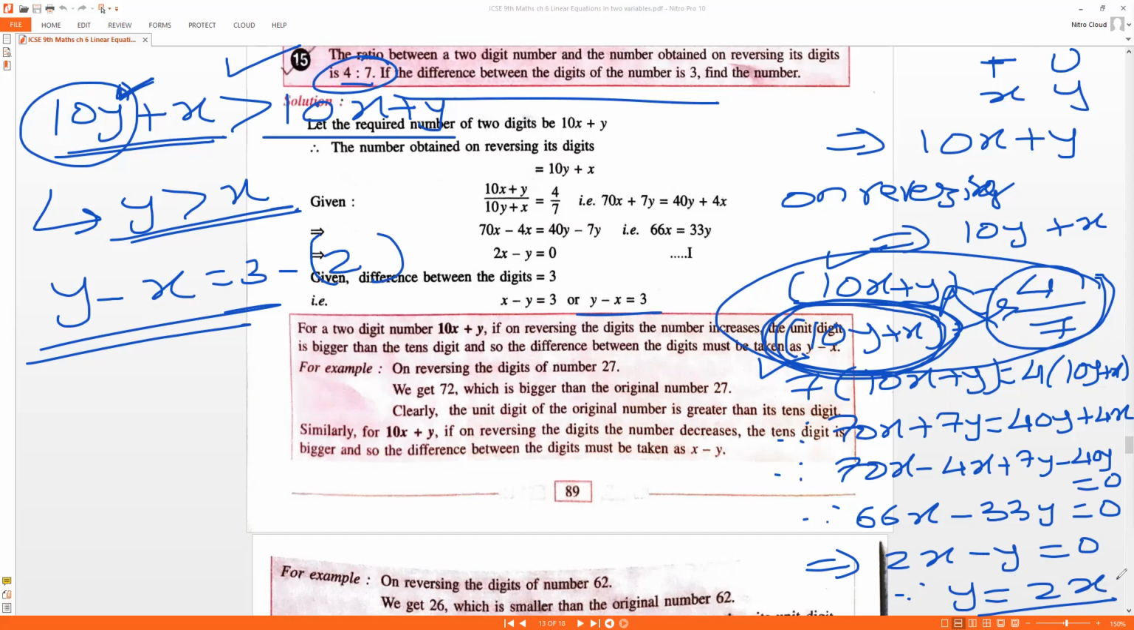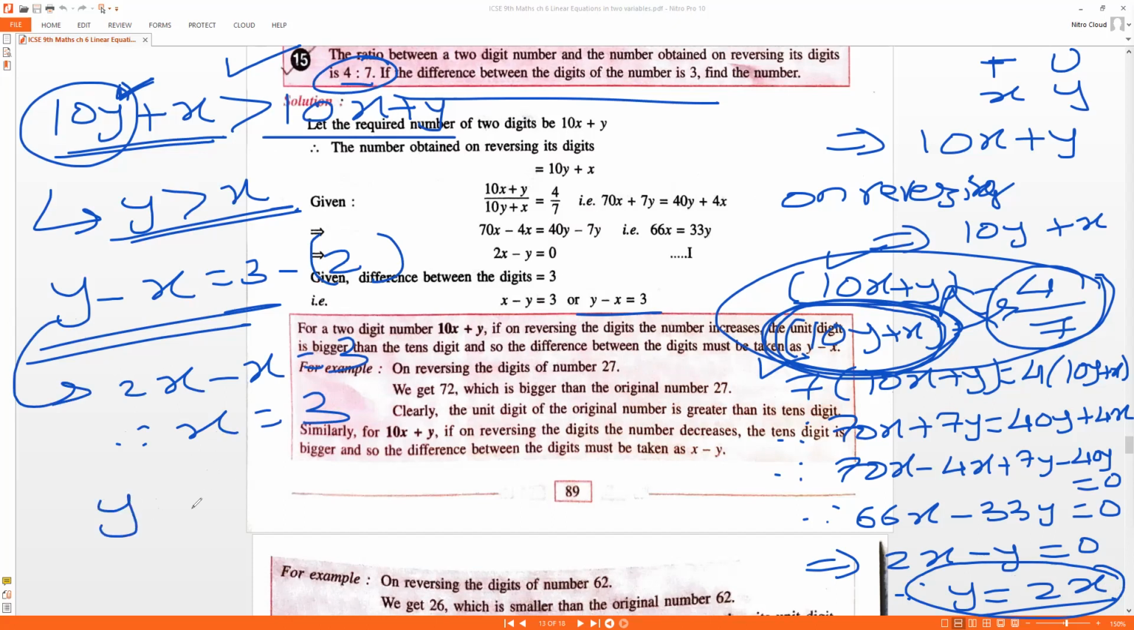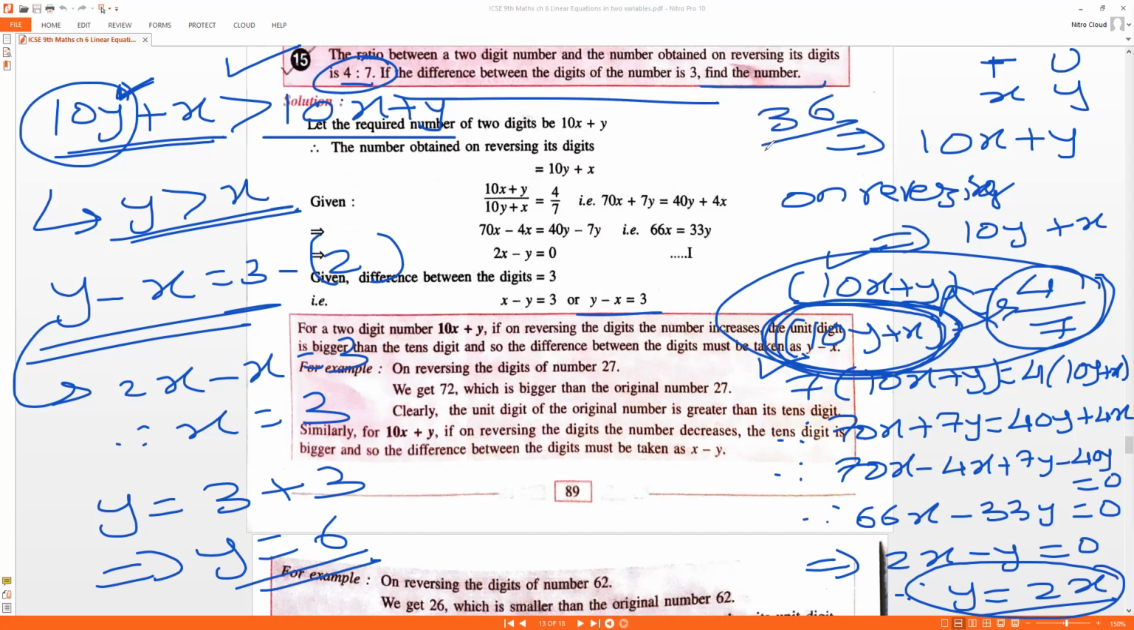What I will suggest, just put y is equal to 2x, you already have it, in this equation. You get 2x minus x is 3. That means x is 3. Very easy, right? x is 3. Then what will be y? If x is 3, y will be 3 plus 3, that is 6. So what is the original number? Original number is 36. Is that correct? Got it?